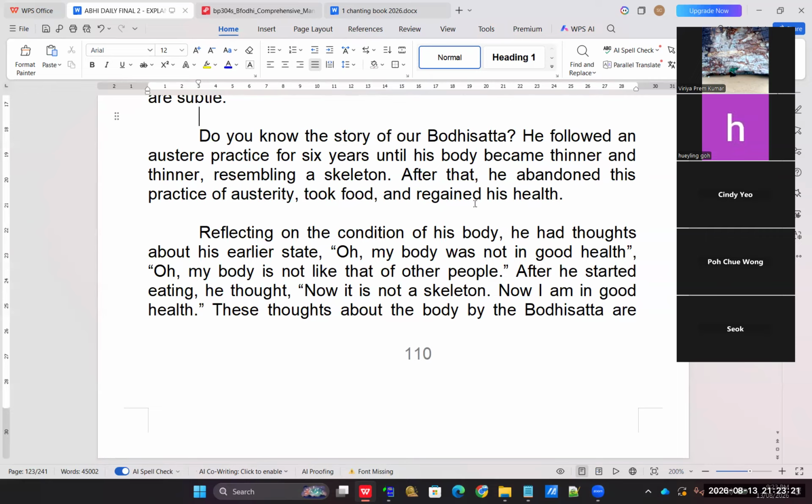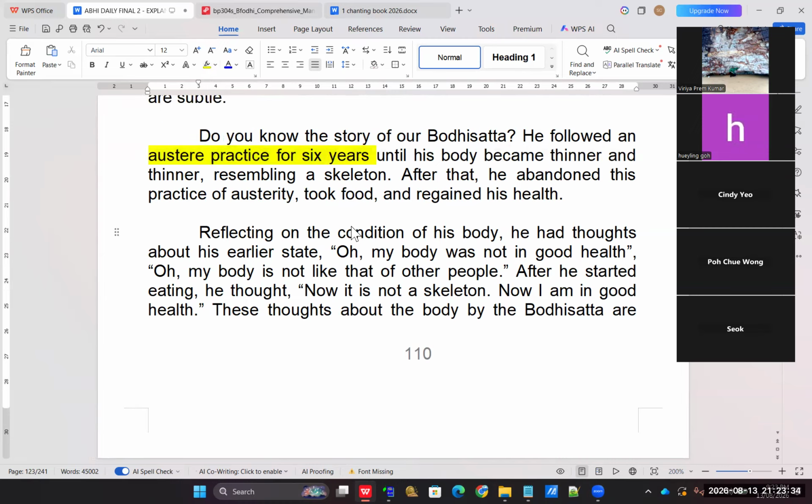Do you know the story of our Bodhisattva? He followed an austere practice for 6 years until his body became thinner and thinner, resembling a skeleton. After that, he abandoned this practice of austerity, took food, and regained his health. Reflecting on the condition of his body, he had thoughts about his earlier state.